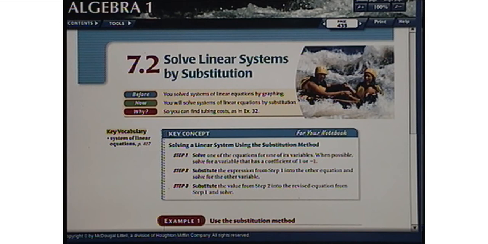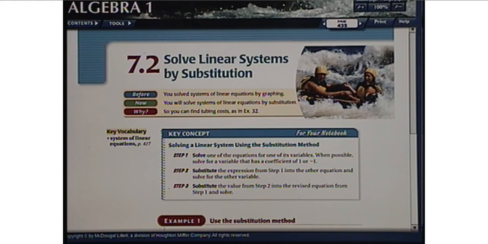So today we're going to talk about solving linear systems by substitution method. When we work with linear systems, we talk about graphing and finding the solution to the system, but now we're going to deal with equations and the substitution method to find what the x and y variables should be equal to, so that x and y give us the solution to the system.